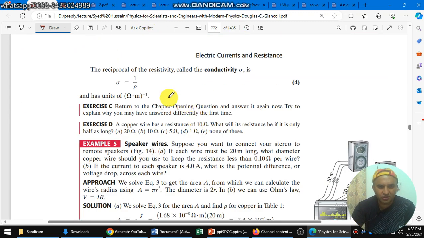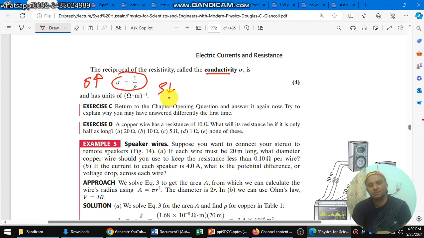Now one more thing, after resistivity, the next one is the conductivity. Conductivity is the reciprocal of resistivity. If you take 1 over resistivity, it will give you the conductivity. Conductivity means how conductive a material is. The material whose resistivity rho is small has high conductivity, because they are inversely proportional.